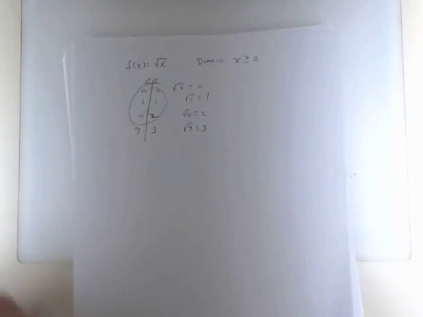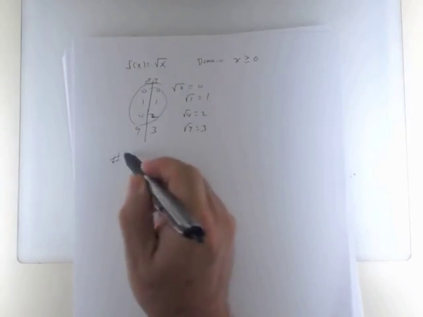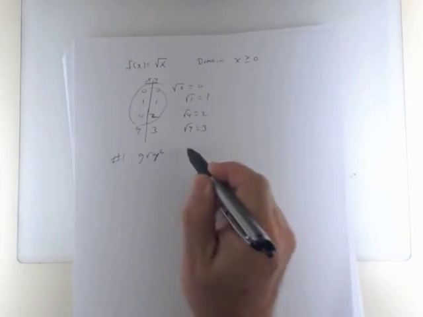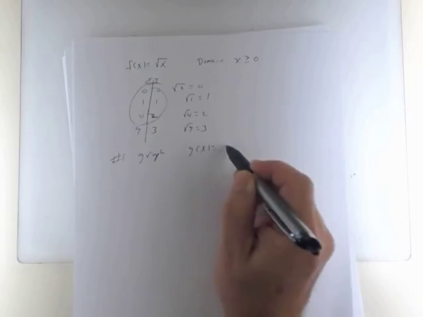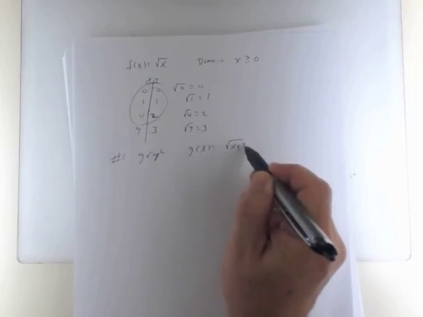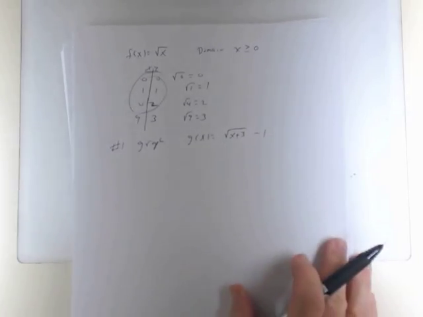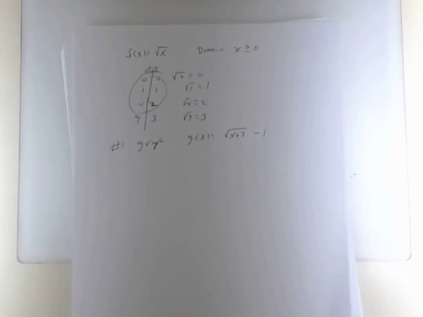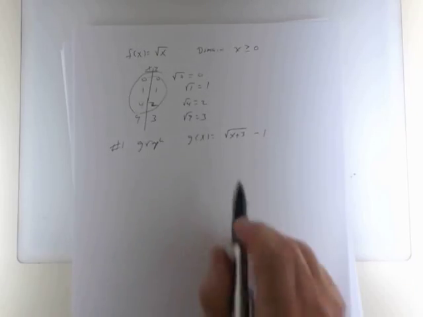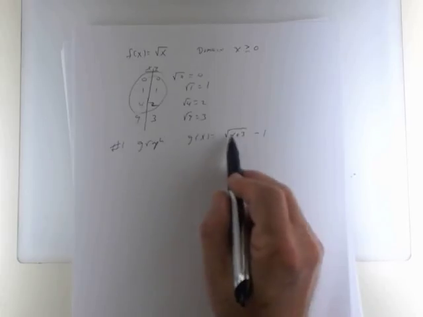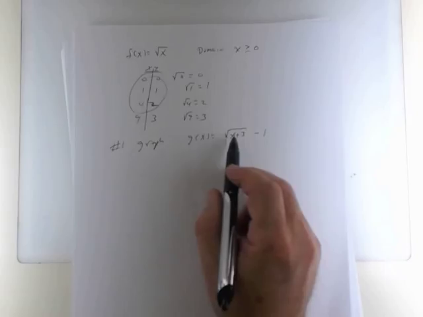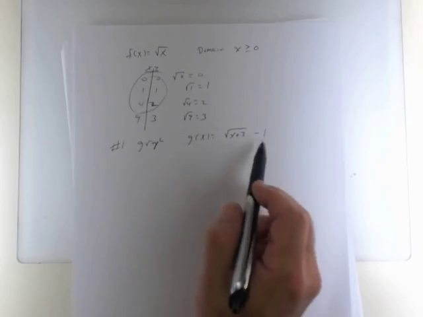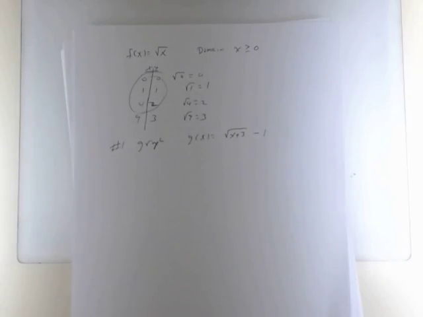Now, let's graph this. So number one, let's say you want to graph g of x, which equals the square root of x plus 3 minus 1. How many transformations are there here? 2. This one that I'm pointing to is what kind of transformation? Horizontal translation. 3 units which way? To the left. And then what? Down 1.